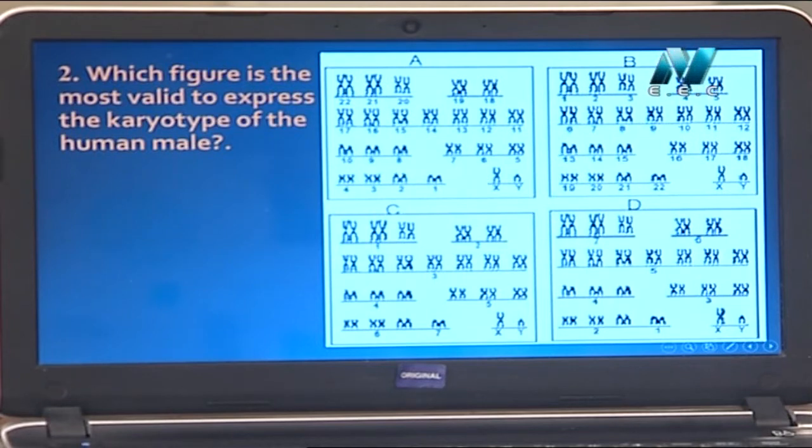Again, which one of these karyotypes represents the human male? Yes, of course, it's B, because we have sex chromosomes here, X and Y, and they are arranged descendingly according to the size. So this is the right answer.